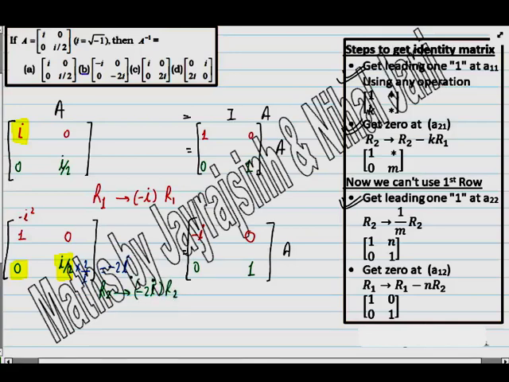And in this operation, our first row will be as it is. So let's write it down as it is. Now we have to multiply minus 2i to the second row.